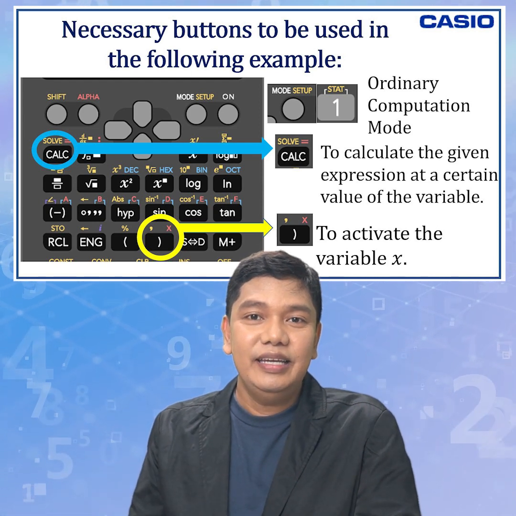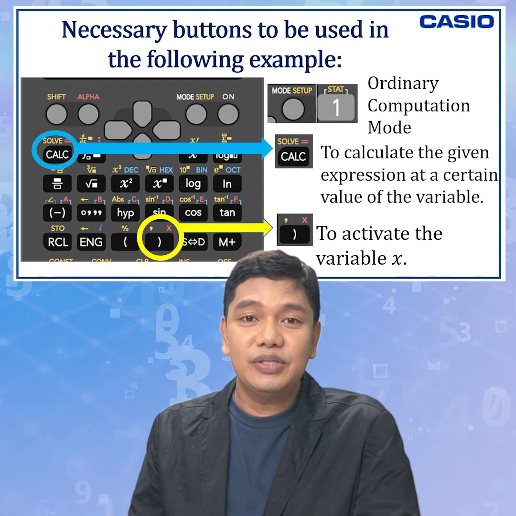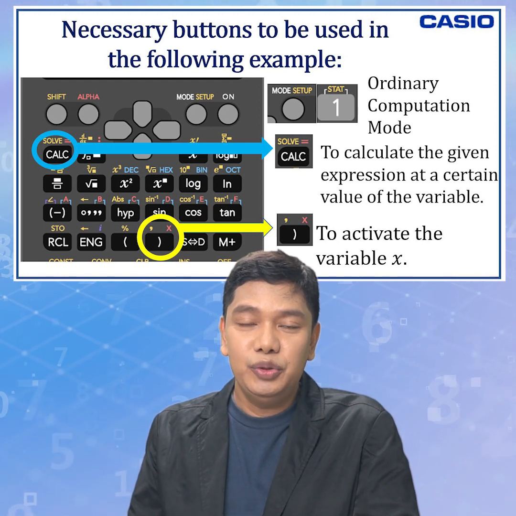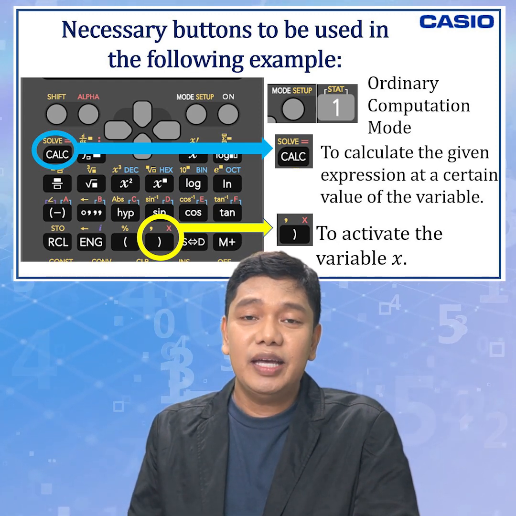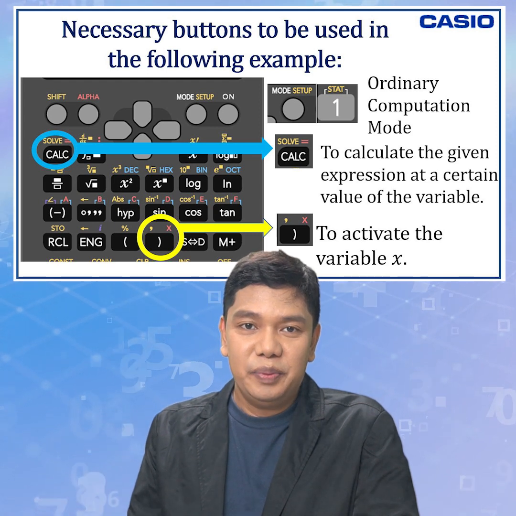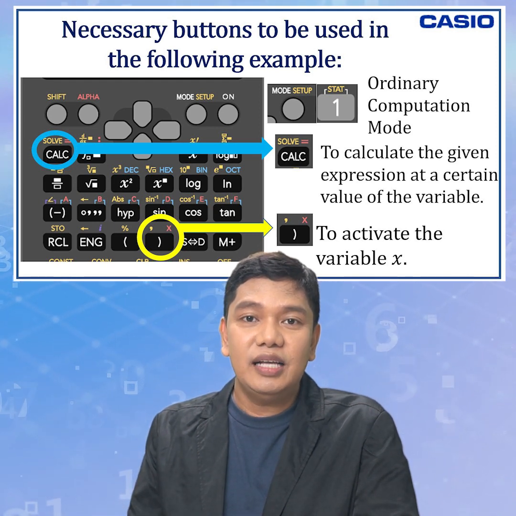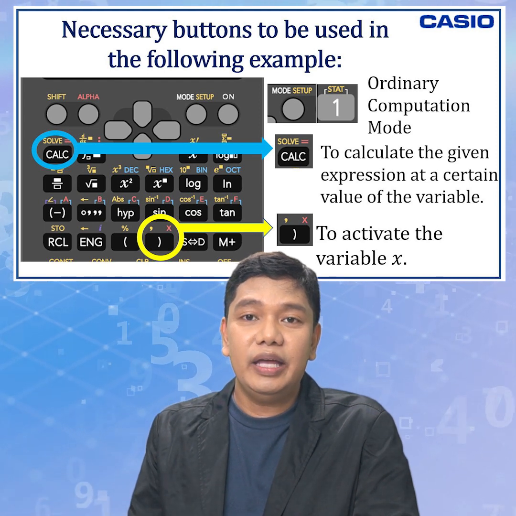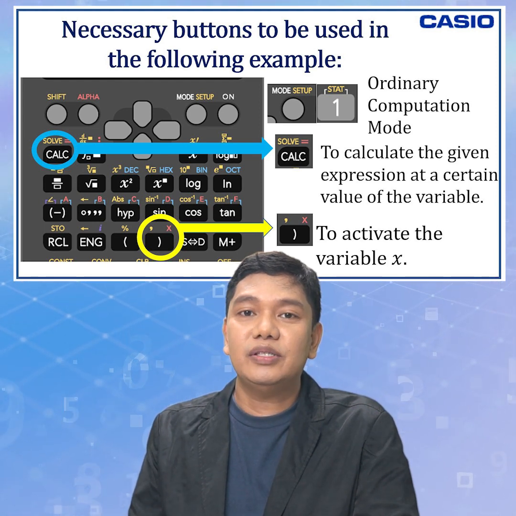This button is the main button that we will use in evaluating algebraic expressions that is used in remainder theorem and factor theorem. Close parenthesis button gives us the variable x. Note that to activate the variable x, we need to press first the alpha button.